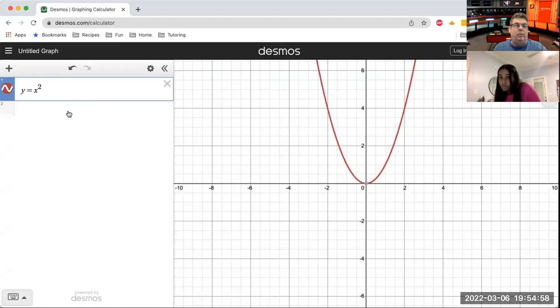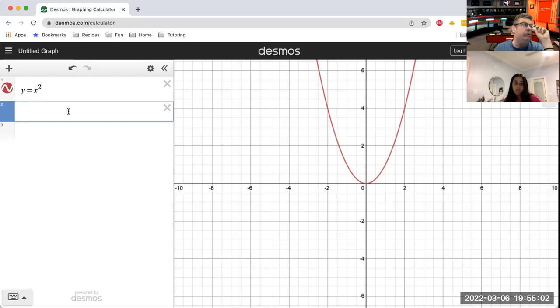Okay, so there's y equals x squared, right? Yeah. That's the parent function. And then we had to do y equals 3x squared, right? Yeah.